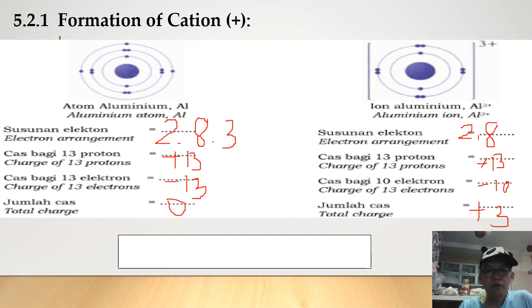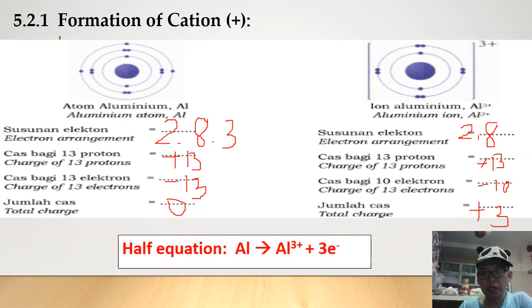You have to learn how to write the half equation. For this half equation, aluminum becomes aluminum 3 plus. So you have to show aluminum donate electron. Donate electron means the electron have to be on your right hand side after the arrow. So the aluminum donate 3 electron, so aluminum becomes 3 plus ion.